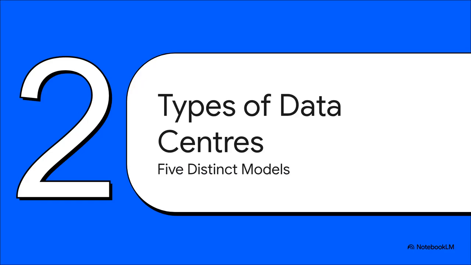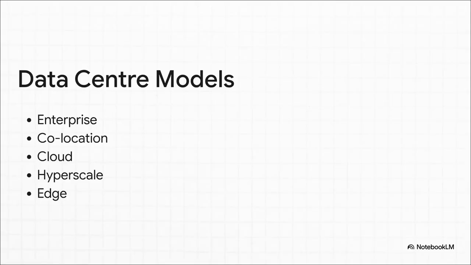Moving on to Section 2, 5 types of data centers. Because, as you might guess, these engines aren't all built the same. They come in very different forms to meet some incredibly diverse business needs. Let's look at this ecosystem. Looking at the market today, there are 5 distinct types of data centers out there. We've got enterprise, colocation, cloud, hyperscale, and edge. Let's break down exactly what makes each one unique, and importantly, who carries the operational burden for each.